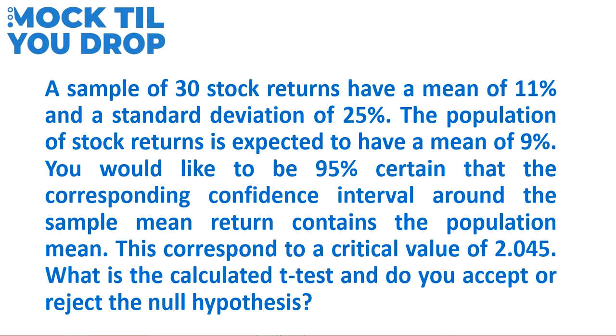And this brings us to our next part of the example, which is we would like to be 95% certain that the corresponding confidence interval around the sample mean contains the population mean return. We're going to talk about this more on the next slide. Then in the example, it says that this corresponds to a critical value of 2.045. Now, this value is most likely going to be given to you on a test question, usually in the form of a chart where you have other values and you have to pick from it. We're also going to talk about that in more detail as well.